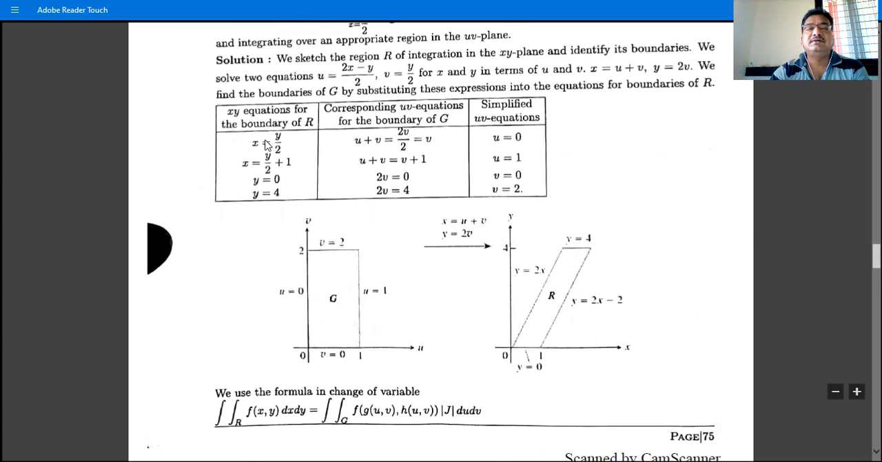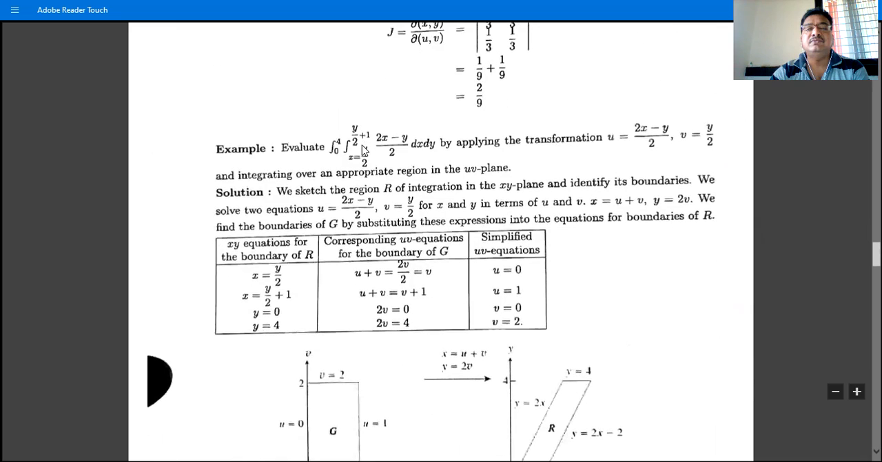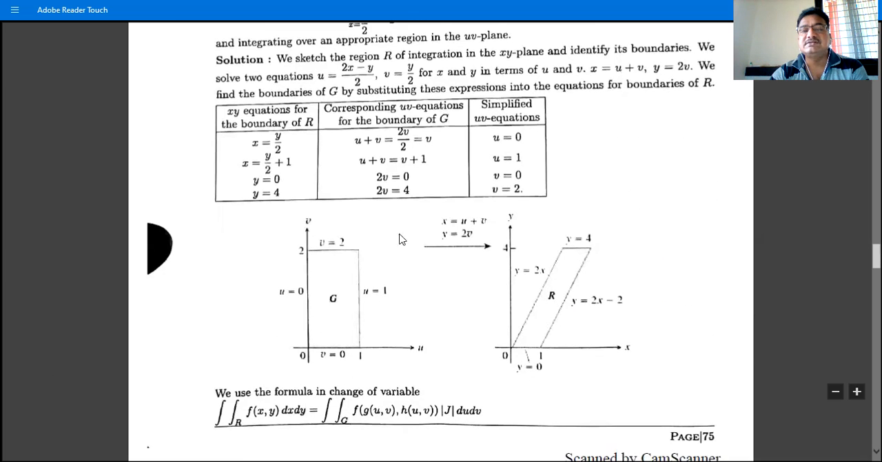So here, x is equal to y by 2. Simplifying this, we have u is equal to 0, that is, y is equal to 2x, this line is converted to u is equal to 0. Similarly, y is equal to 2x minus 2, this line is converted to u is equal to 1, and y is equal to 0 is converted to v is equal to 0, y is equal to 4 is converted to v is equal to 2. So this is the table.